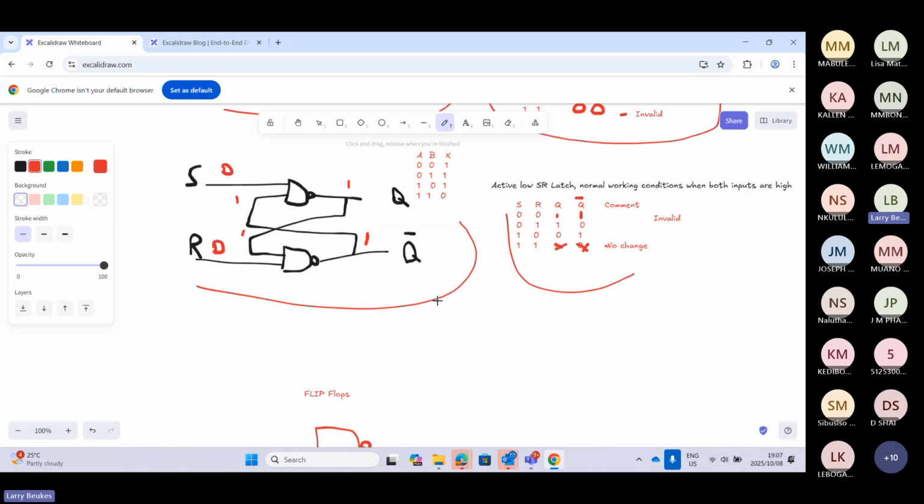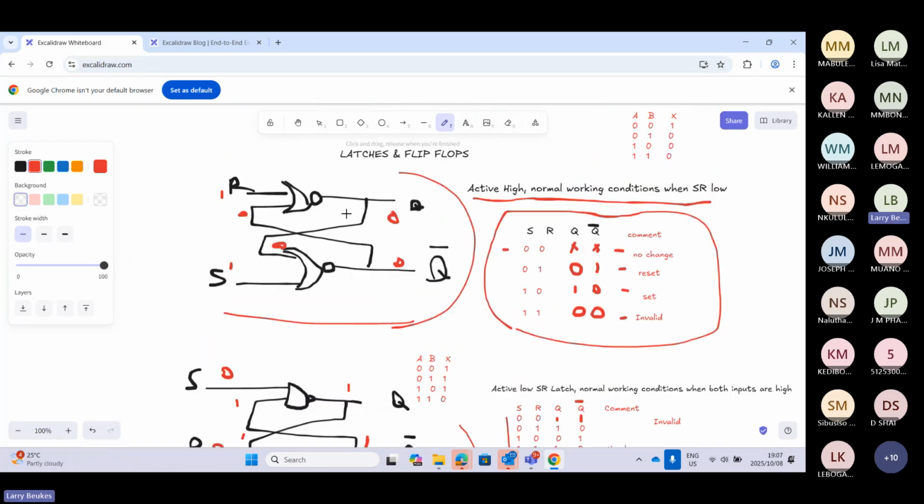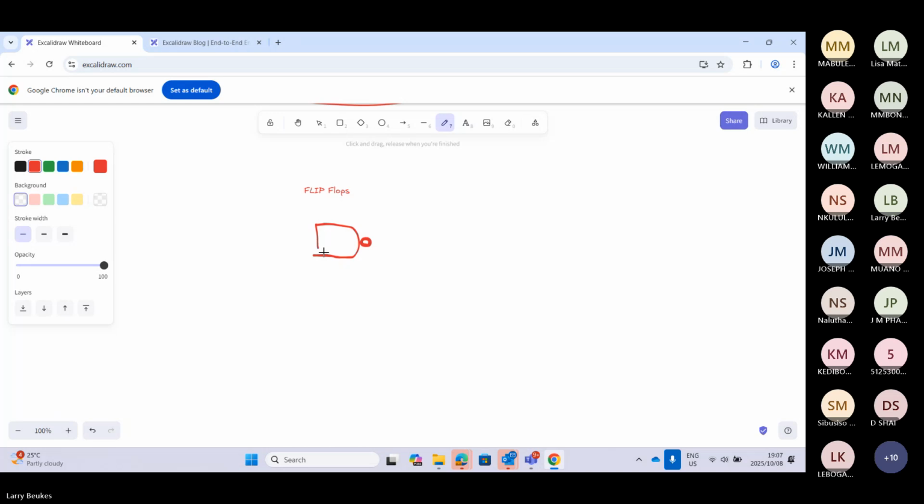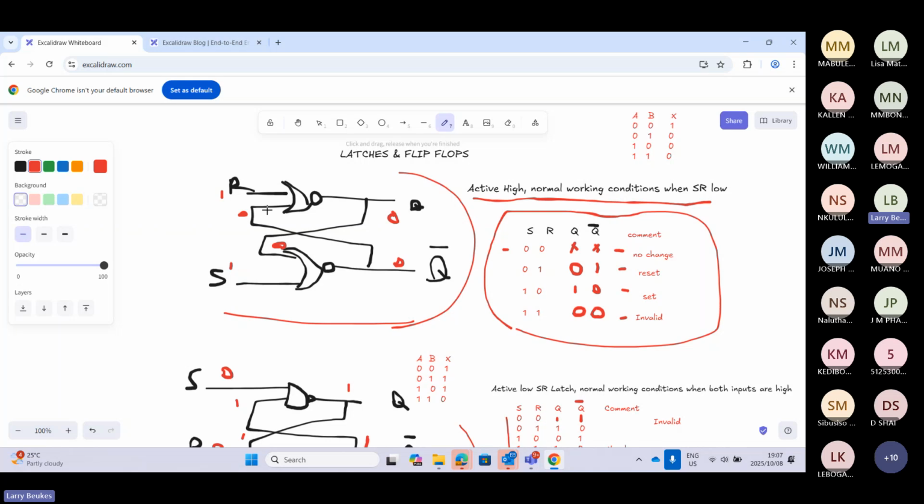Let's draw this one with the 4 NAND gates. Or let's use the NOR gate. Let's use this one that we started with, just to show you where it's coming from. So we're going to draw an SR flip-flop based on the active high SR latch, right? So it's basically this SR latch the way it is.